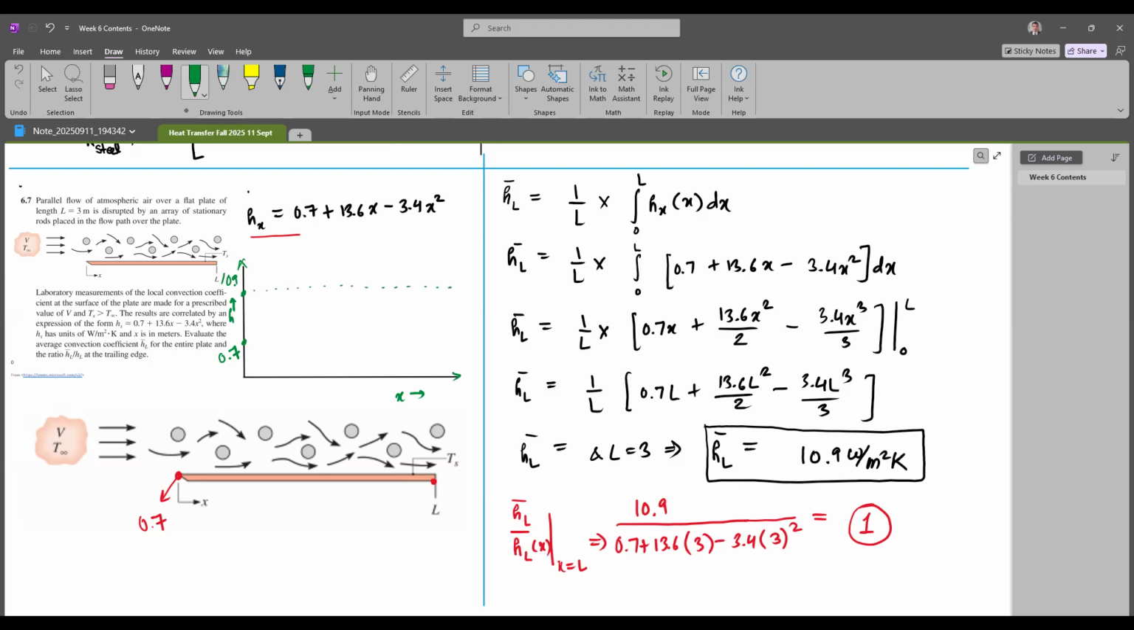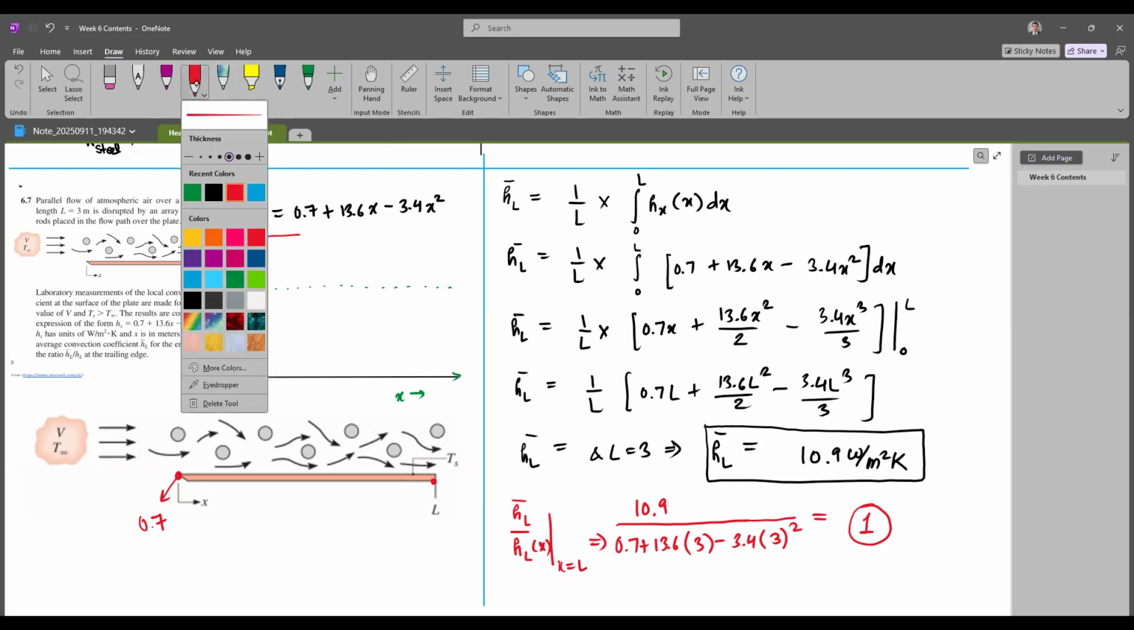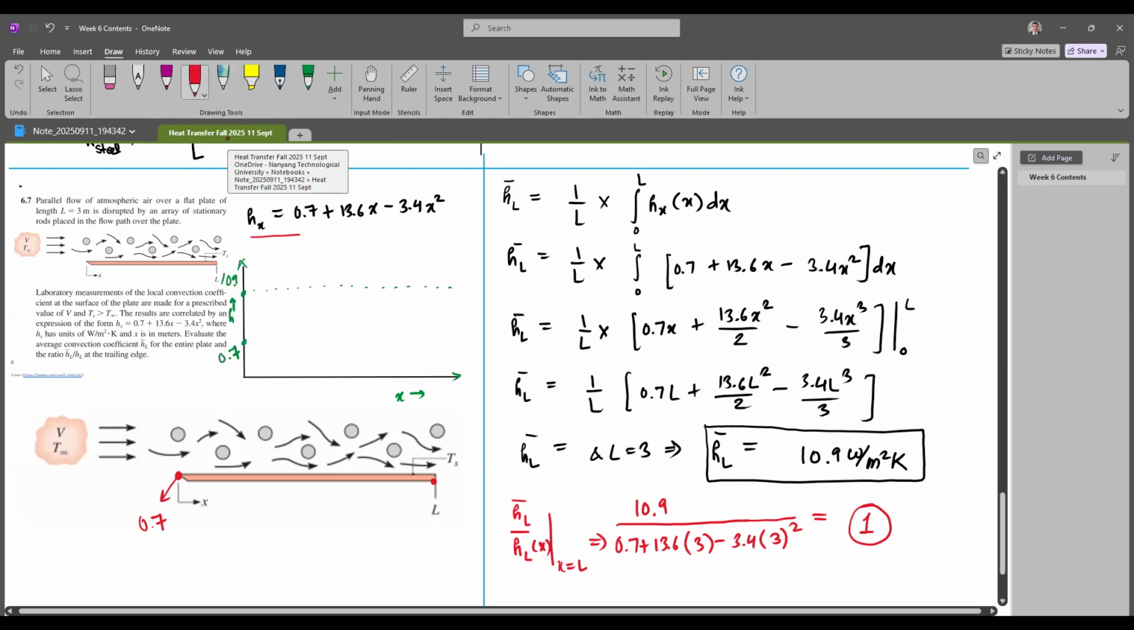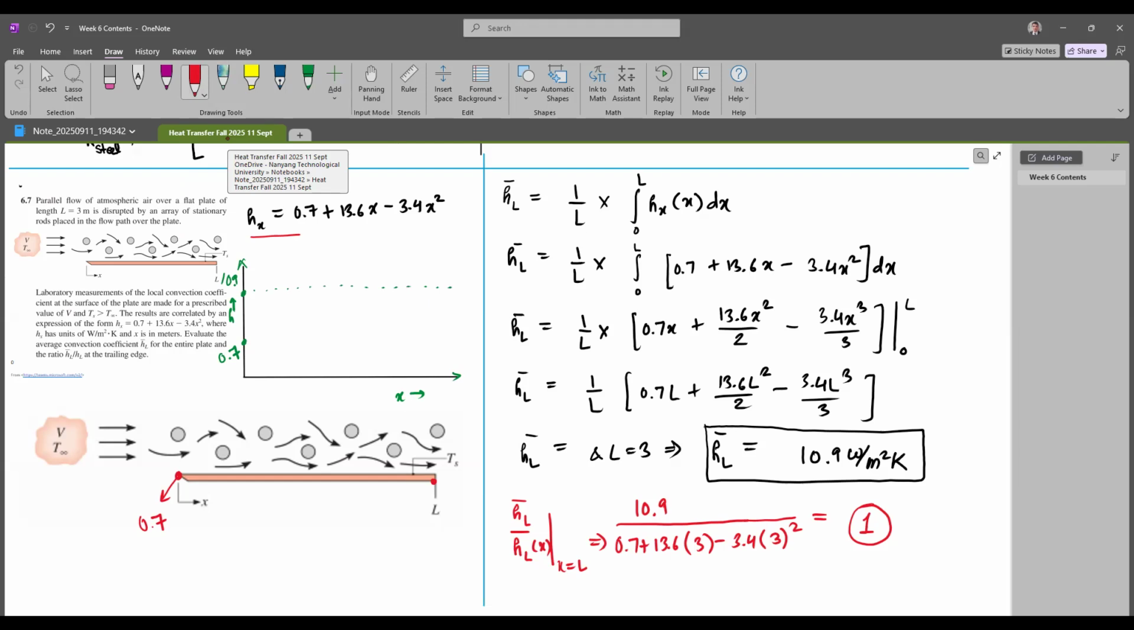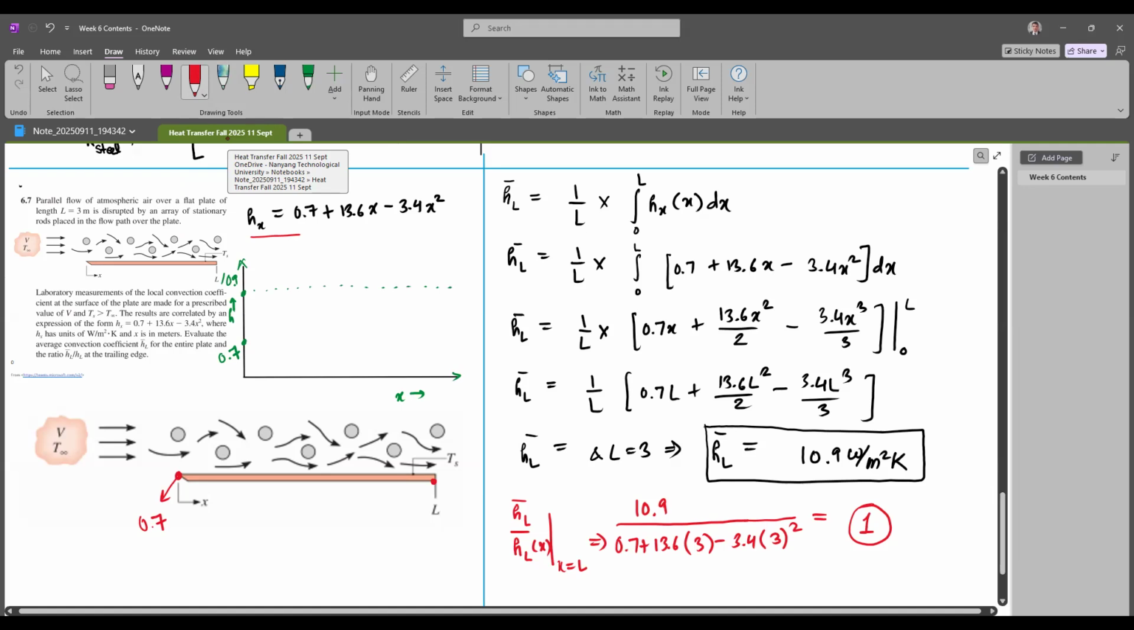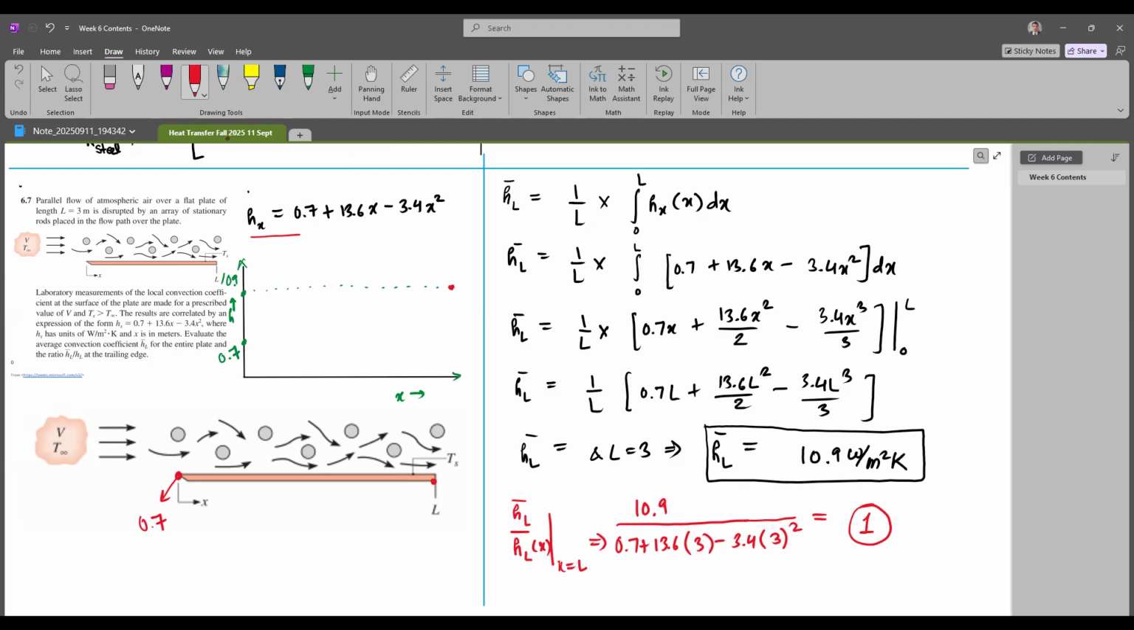It's 10.9. And now, how is HL bar going? HL bar is 10.9, right? At the leading edge. HL bar would actually be a function of x. It would be a function of L, right? In this case, we had L equal to 3. But if x goes on increasing, then HL bar would turn out to be somewhat like this.